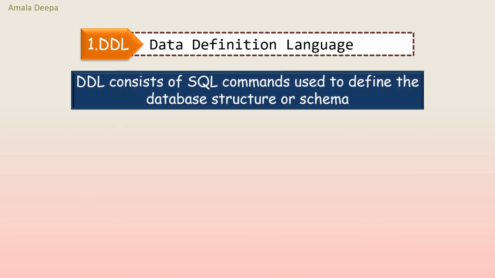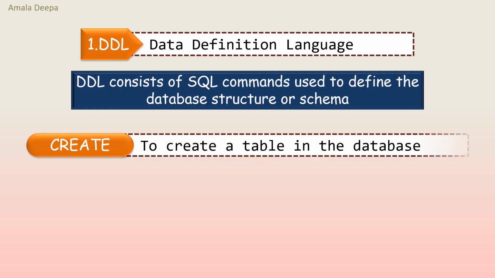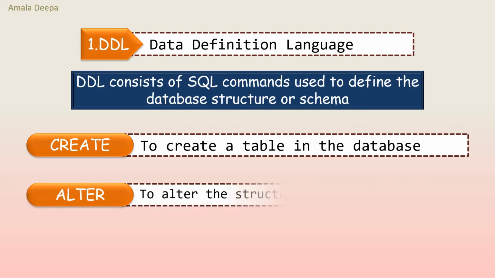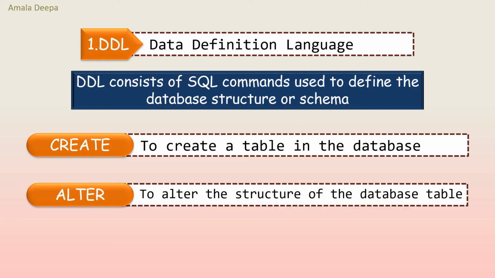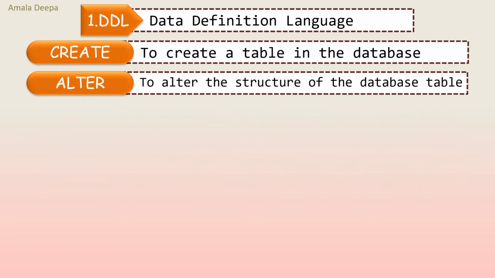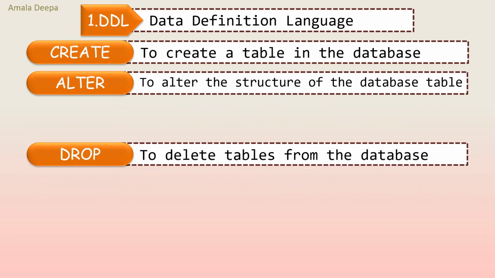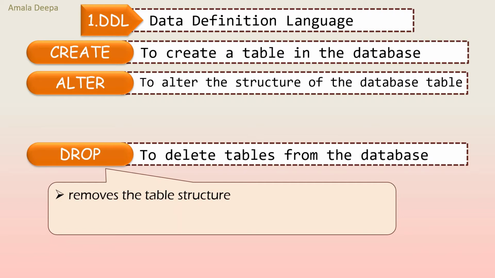Data Definition Language. DDL consists of SQL commands used to define the database structure or schema. There are 4 commands under DDL. Create, to create a table in the database. Alter, to alter the structure of the database table. Drop, to delete tables from the database. The drop command removes the table structure.